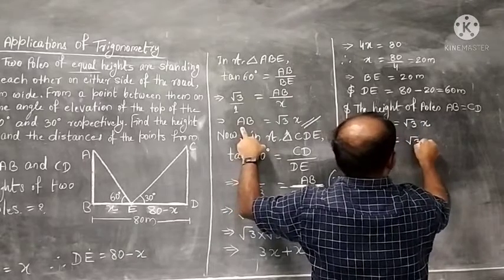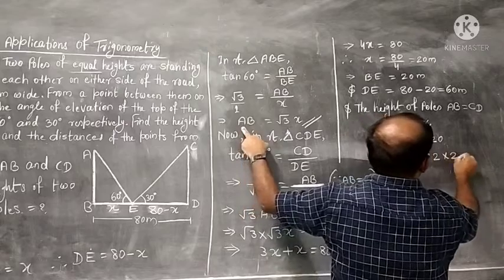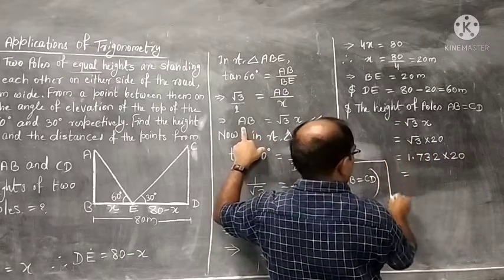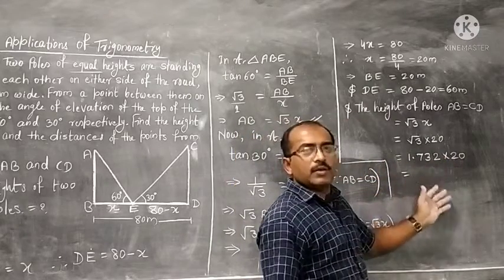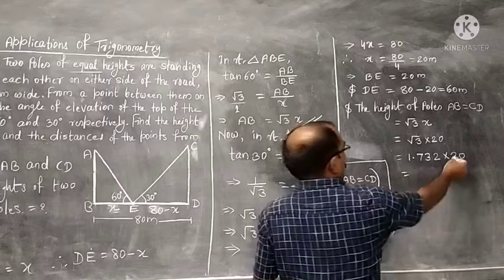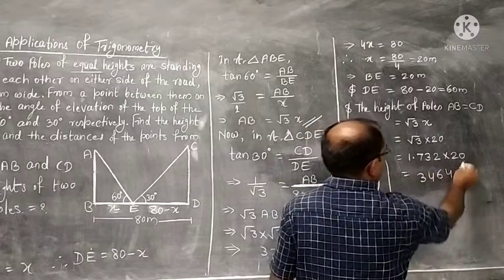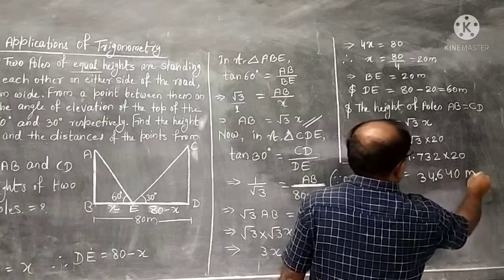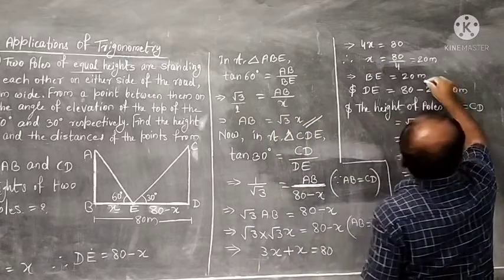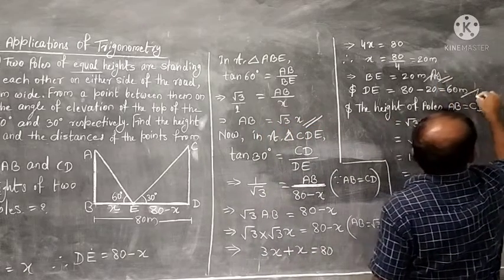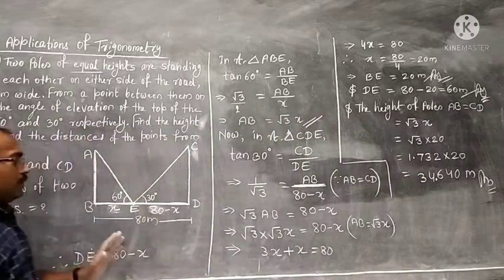Root 3 into 20. We can write 1.732 into 20, or we can just leave it as root 3, no problem. We are trying to reach the exact value, so we are using the value of root 3. Multiplying, we get 3 decimal digits, so the height of the poles will be 34.64 meter, and the distances of the point from the poles are 20 and 60. So, very interesting question; we have done it very easily.